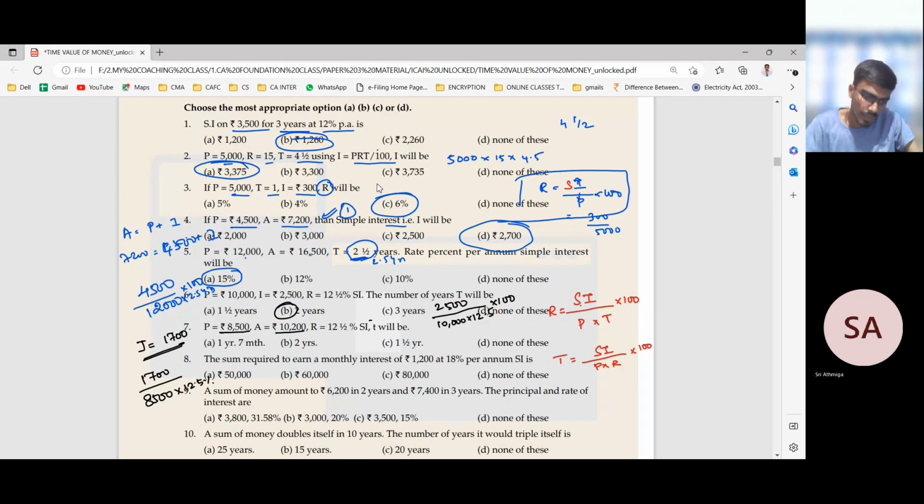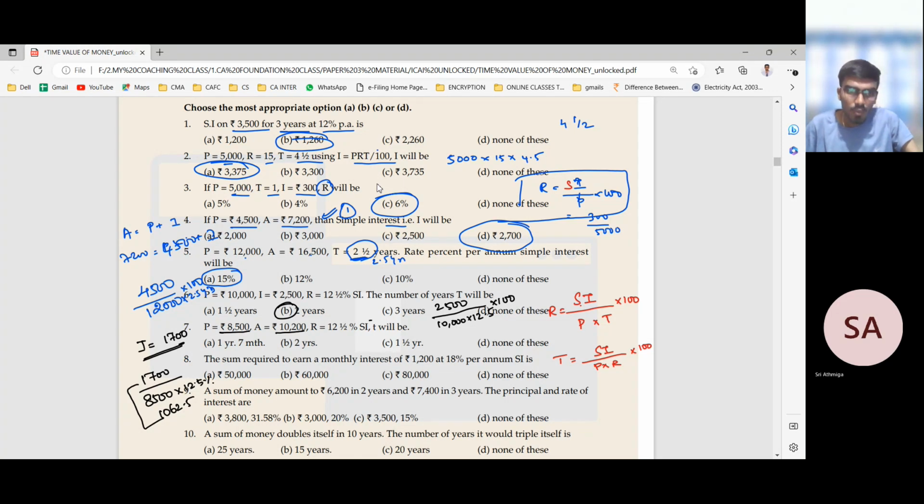8,500 into 12.5 percentage. It is nothing but 1062.5. So 1,700 divided by 1062.5. If you divide this, what is the value you are getting? 1.6. What have they given? 1.6.